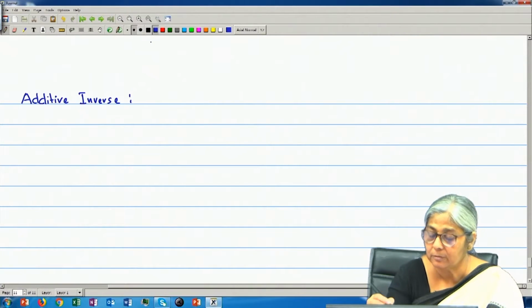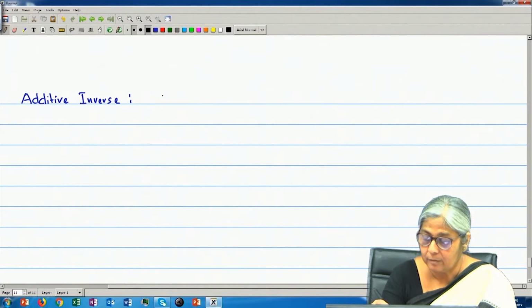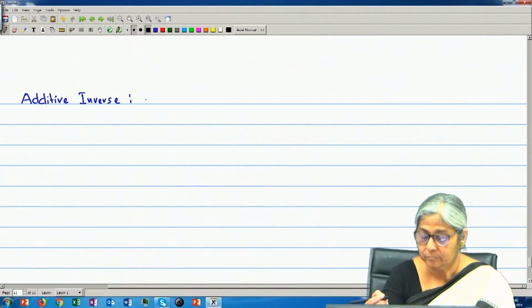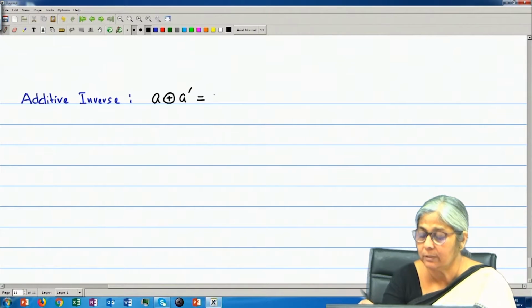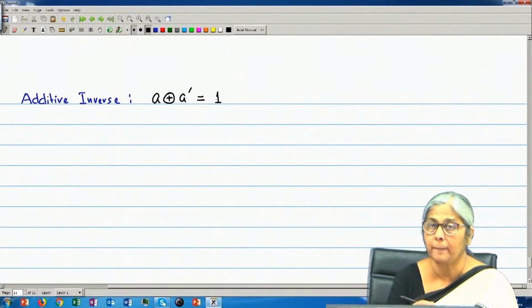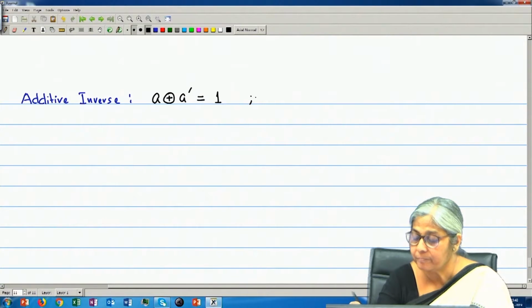So, if we remember our definition, if I have some element, say an inverse element, so that the addition a dash is equal to my identity, and the identity becomes 1. So, what is A dash? For some A dash, we have to check whether it exists or not.